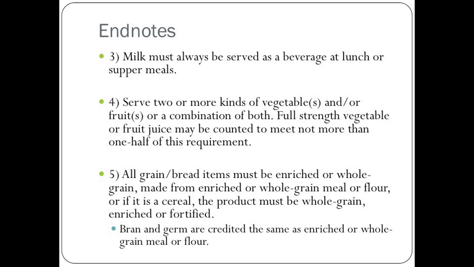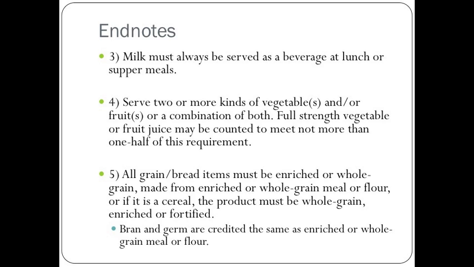I will now briefly review the endnotes for designing lunch and supper meals. Remember, milk must always be served as a fluid beverage. Endnote number 4 reminds sponsors to serve at least 2 different types of a vegetable or a fruit or a combination of the two. We encourage you to avoid offering fruit or vegetable juice at lunch and supper meals. However, if you do, the juice may not be counted as more than half of the fruit-vegetable meal component.